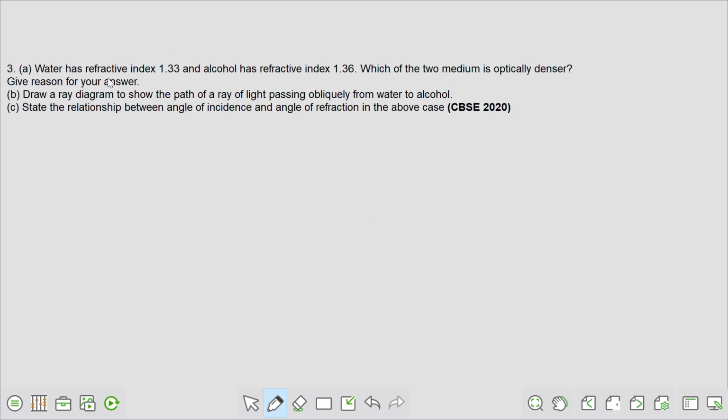So here they have given the refractive index of water. So N W is given as 1.33. Then the refractive index of alcohol, N alcohol, is given as 1.36. Now which is optically denser? The medium which has more refractive index is optically denser. More refractive index is optically denser.